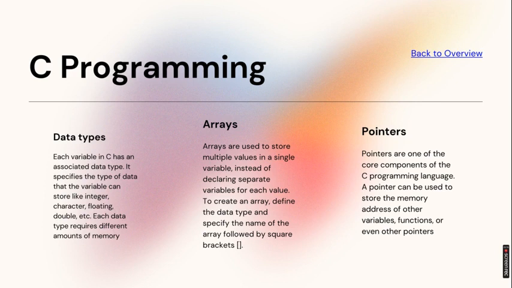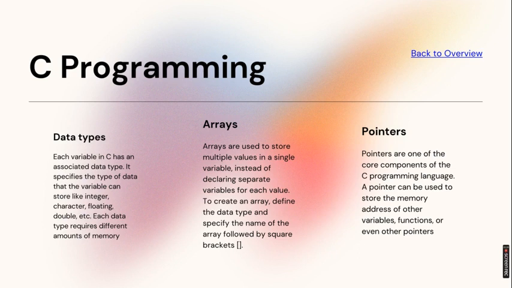The second thing we learned about is arrays. An array stores multiple values under a single variable instead of declaring a separate variable for each value. In this case, we use square brackets to denote it.